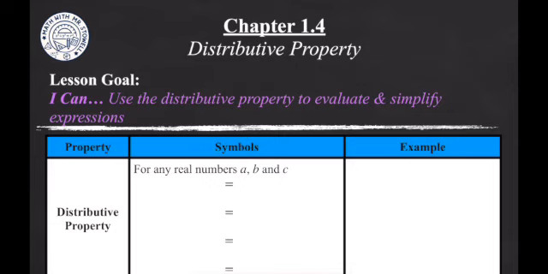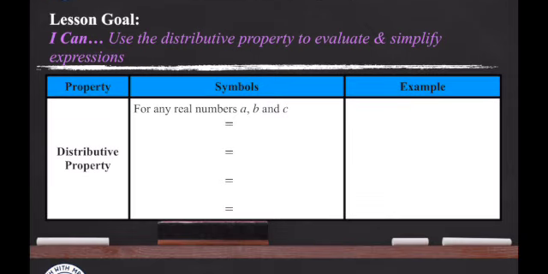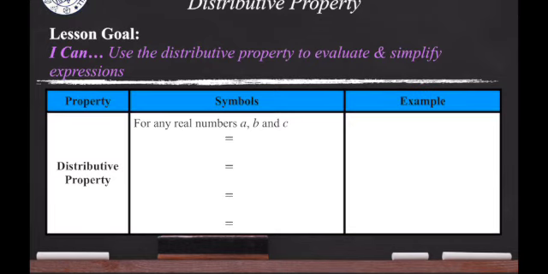In this lesson, we want to be able to say that I can use the distributive property to evaluate and simplify expressions. So let's go over what the distributive property is. The distributive property says for any real numbers a, b, and c, a times parentheses of b plus c is the same thing as a times b plus a times c. We are taking that value on the outside and giving it to everything on the inside equally.